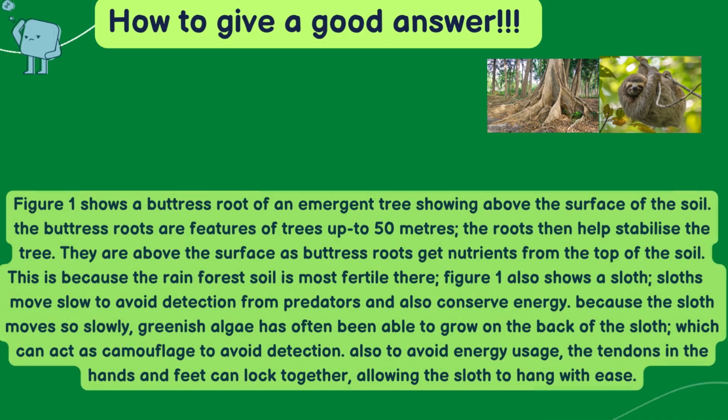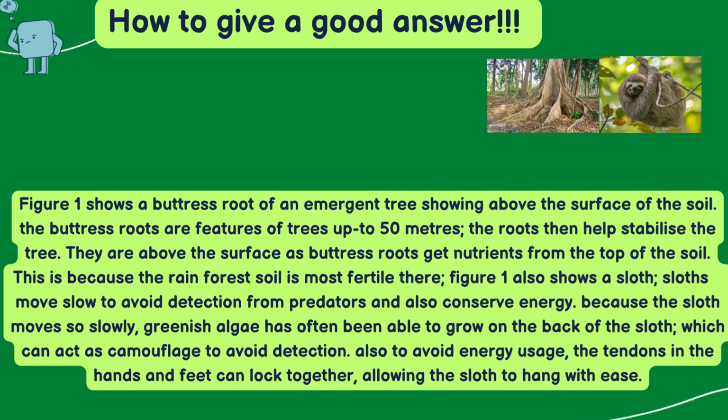So, figure 1 shows a buttress root of an emergent tree showing the above surface of the soil. The buttress roots are features of trees up to 50 meters. The roots then help stabilize the tree. They are above the surface as buttress roots get nutrients from the top of the soil. This is because the rainforest soil is the most fertile there.